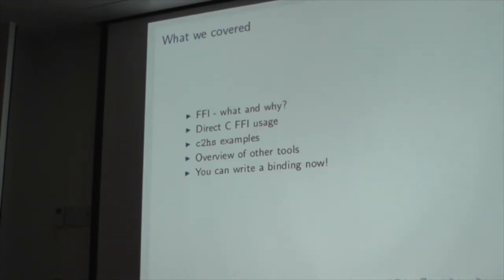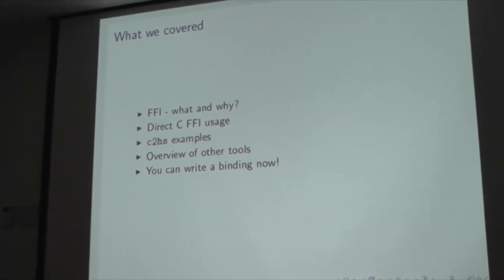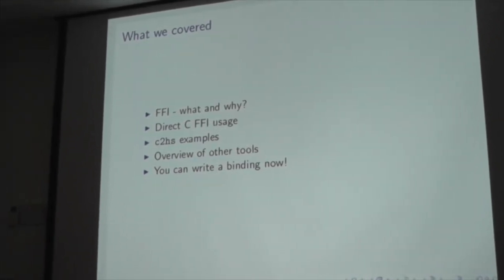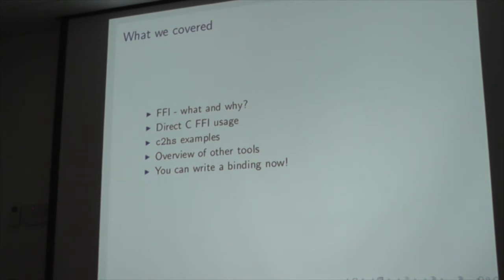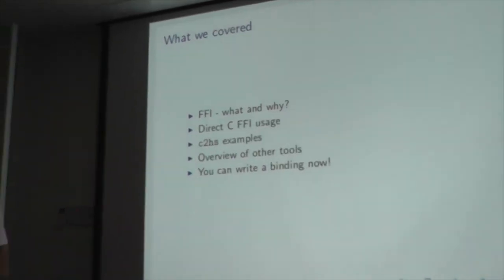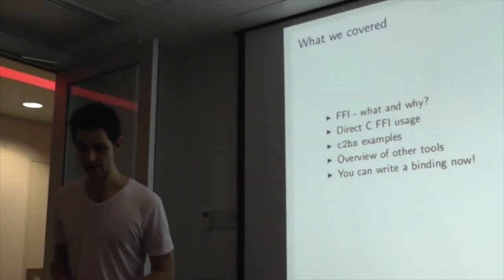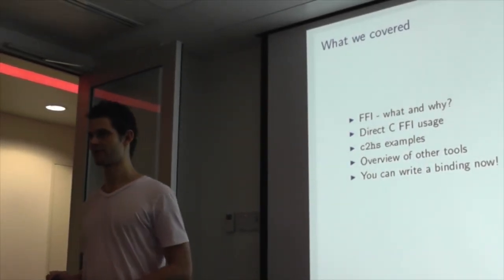Okay, so what have we covered? We've covered FFIs, what they are. We've looked at how to use the Haskell C FFI directly. We've seen some C2HS examples, some simple examples of how to avoid writing a lot of boilerplate when you're writing bindings to libraries. We had a brief overview of some of the other tools in this space. And hopefully now you can write a binding or work on a binding.